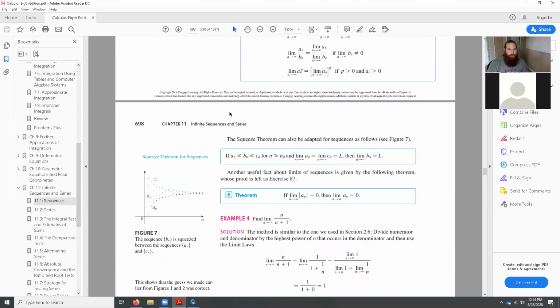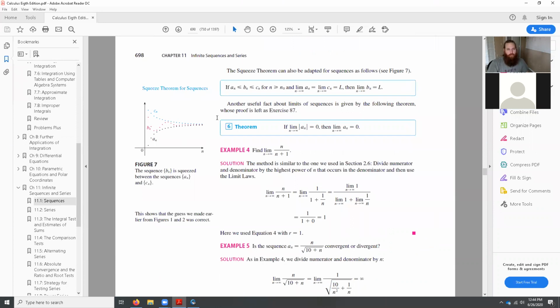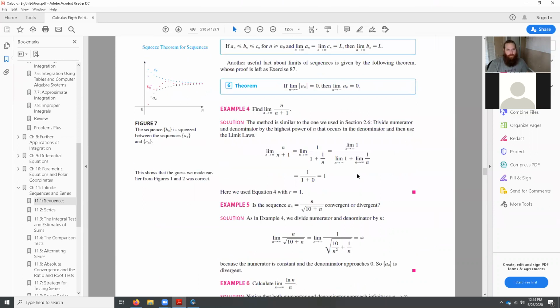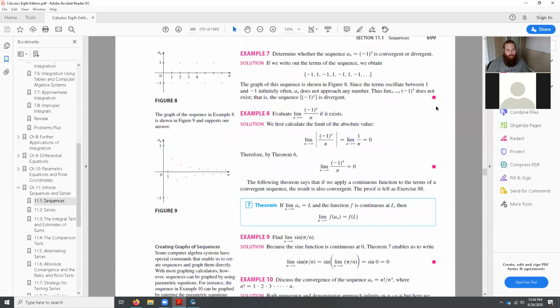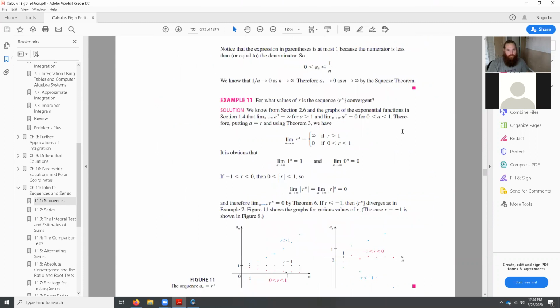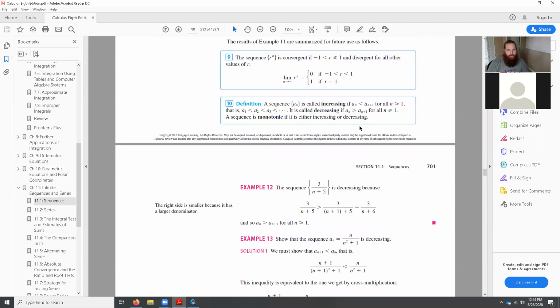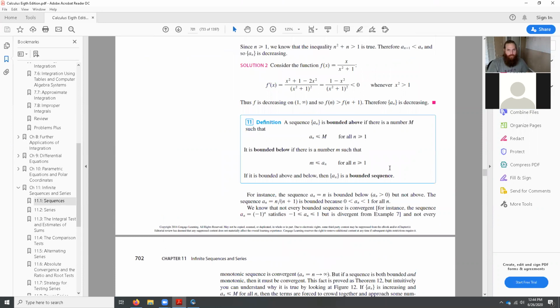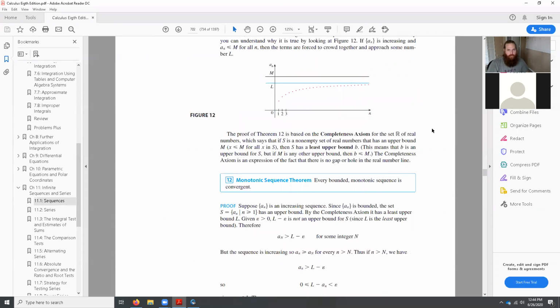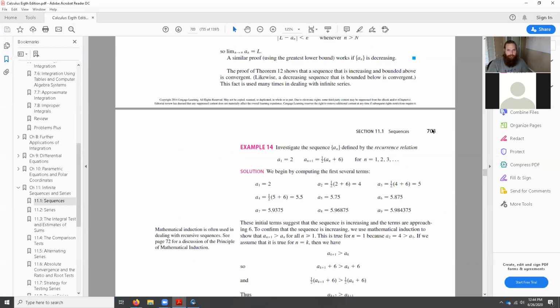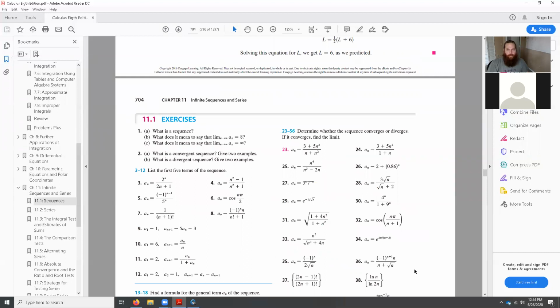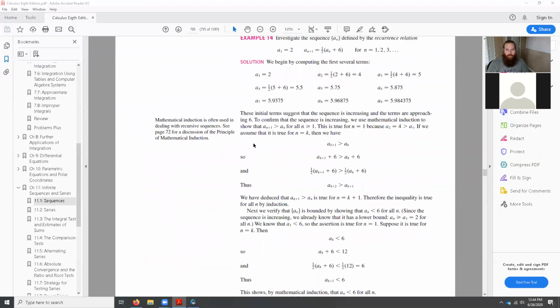But then we have a bunch of theorems, right? This, these guys, this stuff, this stuff. So next week is going to be very theory heavy.